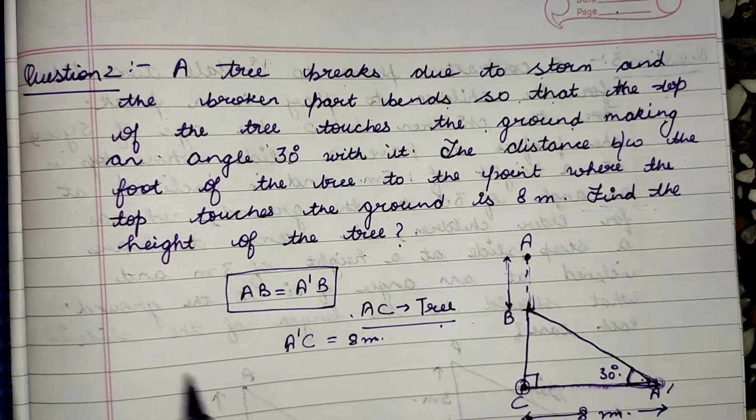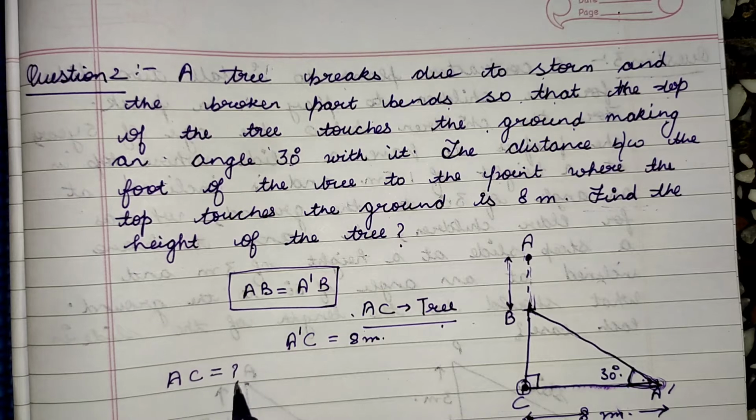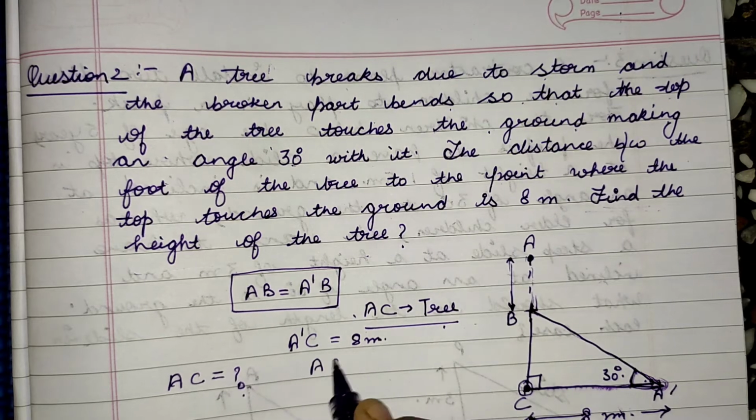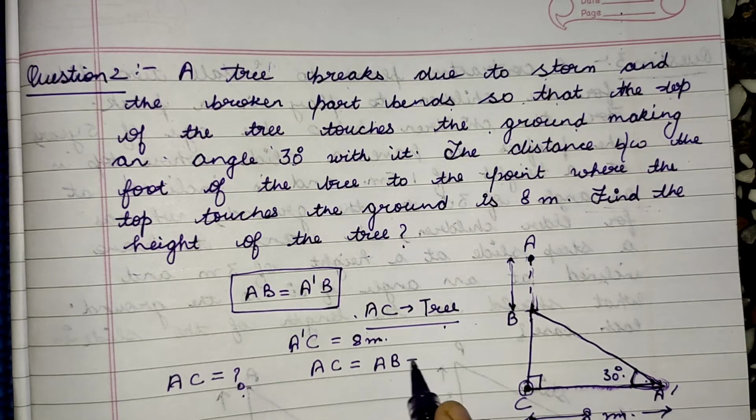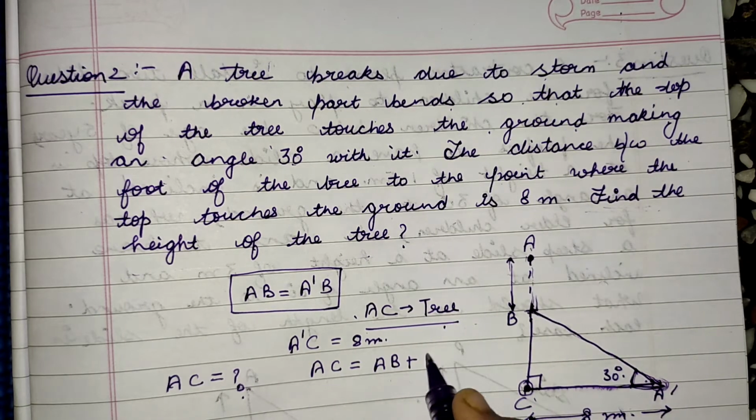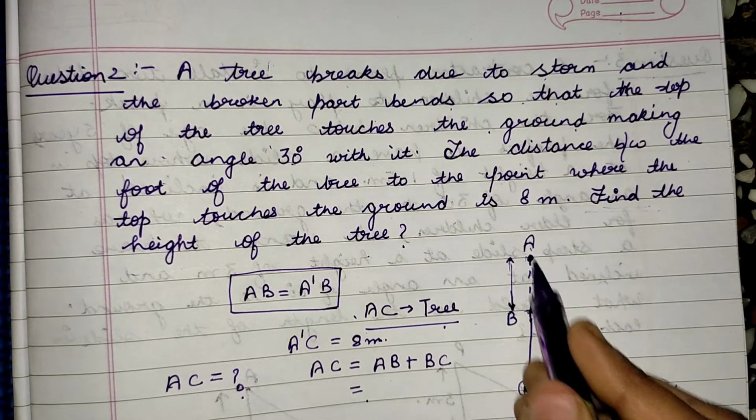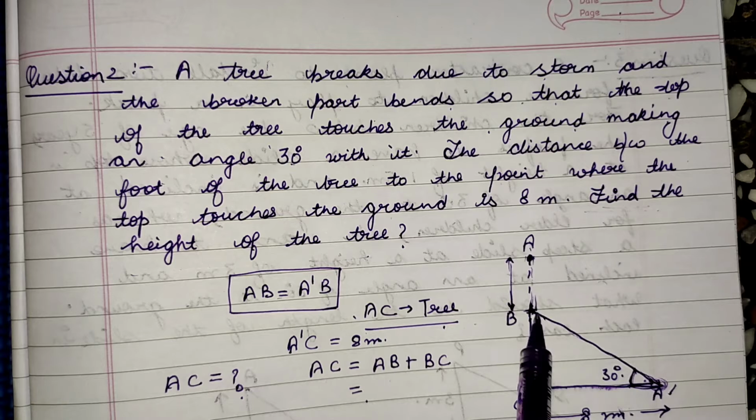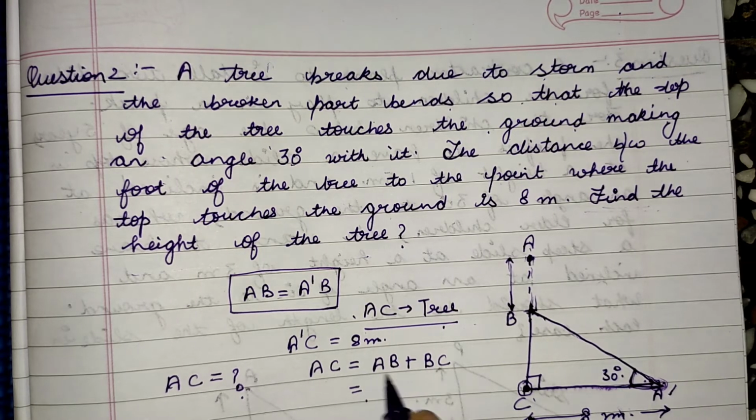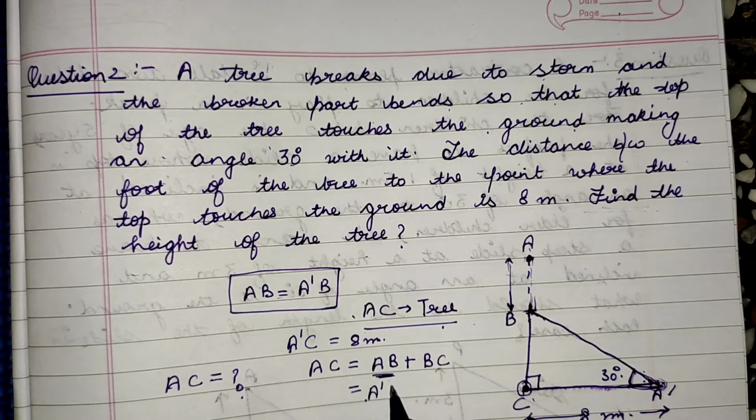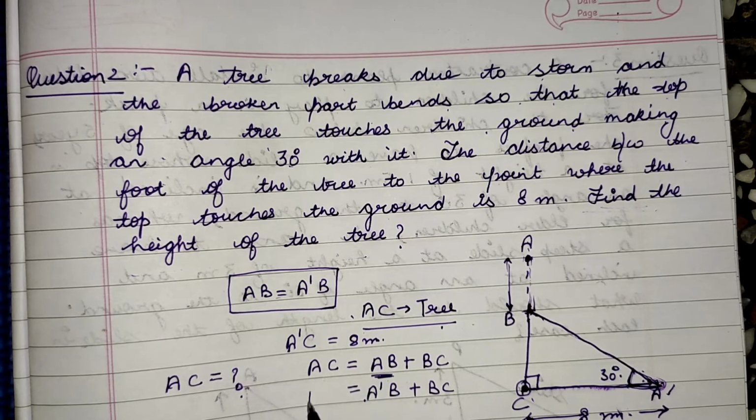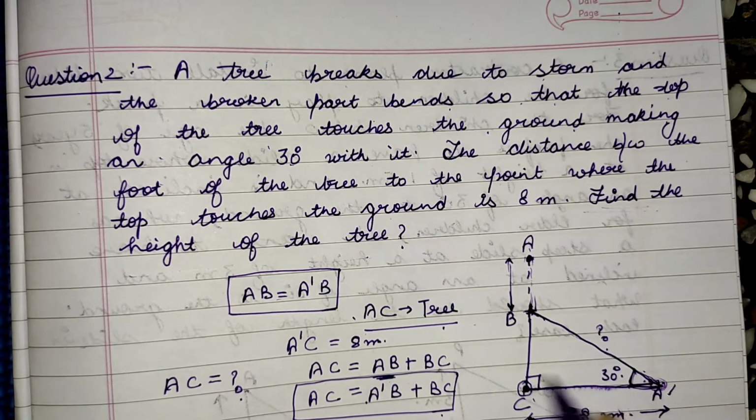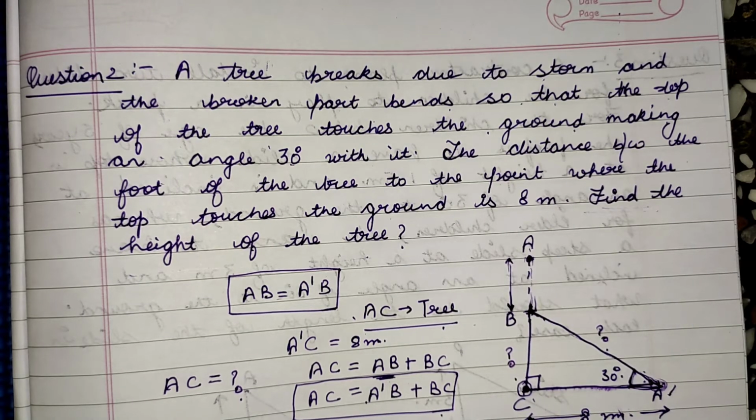Okay, then what you have to do? You have to find out the height of the tree. That means we have to find out complete AC. So if I break down AC in two parts, then what I can write down? I can write down AC is equal to AB plus BC. Okay, and AB is what? I have told you, because this much part is broken down and this much is making an angle with the 30 degree with the ground. So AB is equal to A dash B plus BC. So overall what we have to find out? We have to find out our this side A dash B and this side AB.